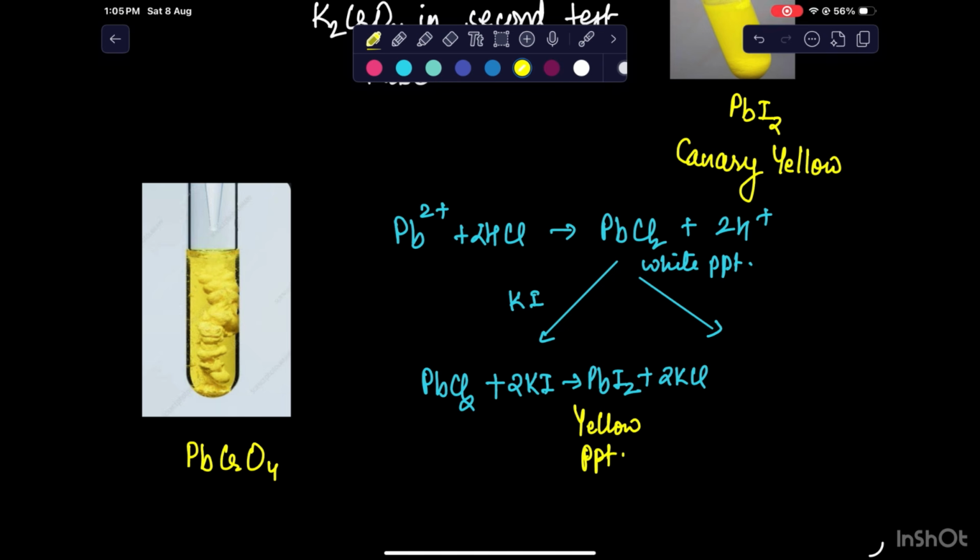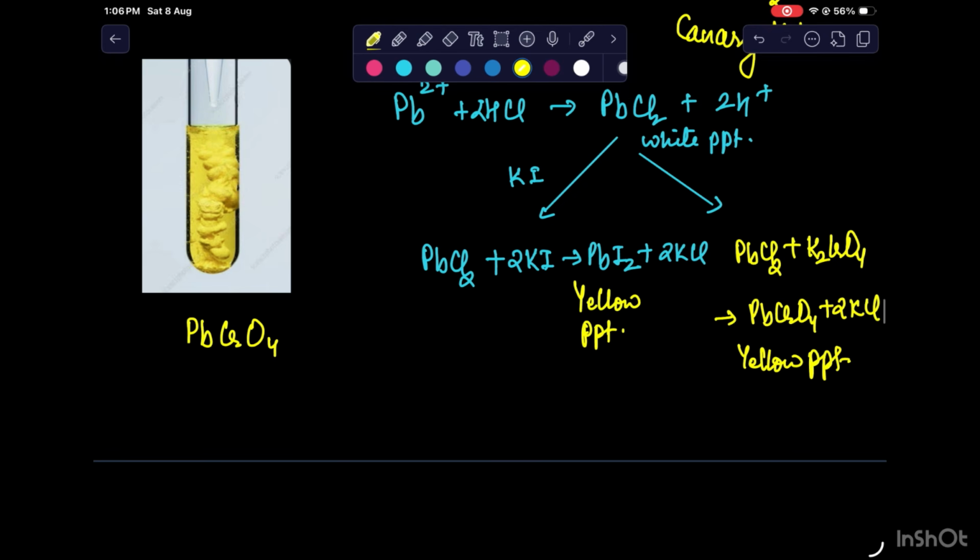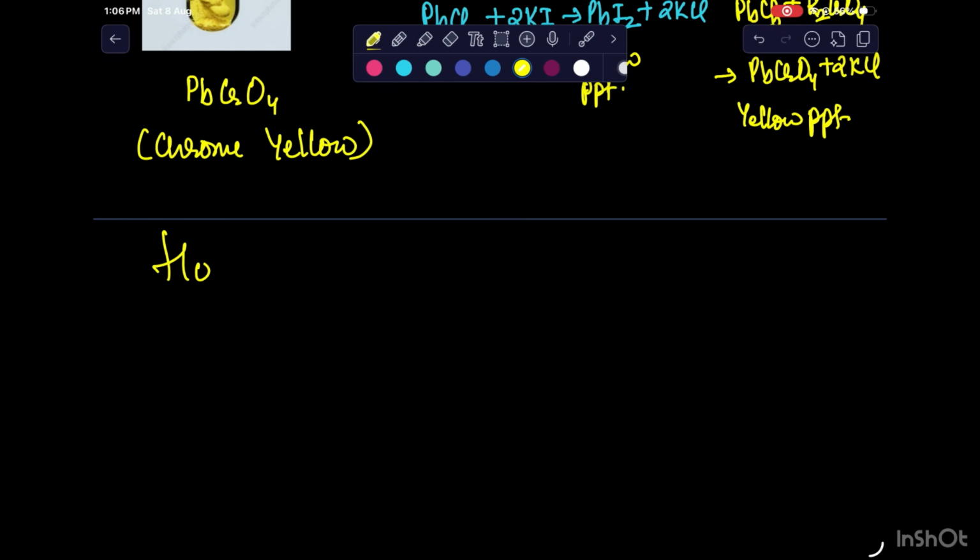PbI2 is canary yellow color, right, a bright yellow. And when you add K2CrO4 to PbCl2, then you will get PbCrO4, which is again a yellow precipitate. So the yellow precipitate confirms the presence of lead. PbCrO4 color is also known as chrome yellow color, right? So now let's see the next part.